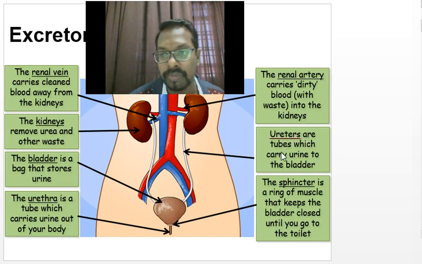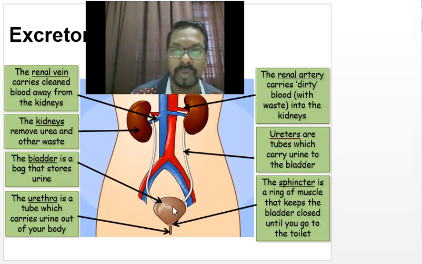Ureters are tubes which carry urine to the bladder. That means from here it goes out, and then reaches the sphincter. The sphincter is a ring of muscle that keeps the bladder closed until you go to the toilet. Otherwise it would be like a leaking pipe. You cannot control it, imagine.